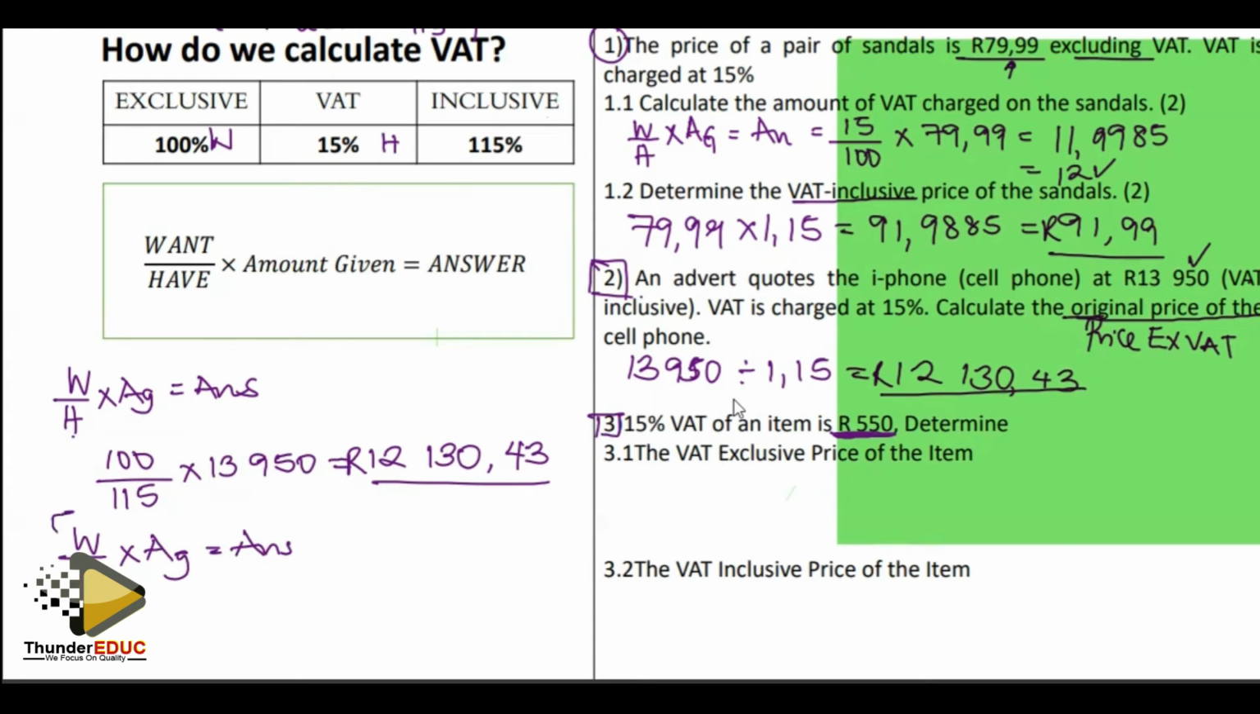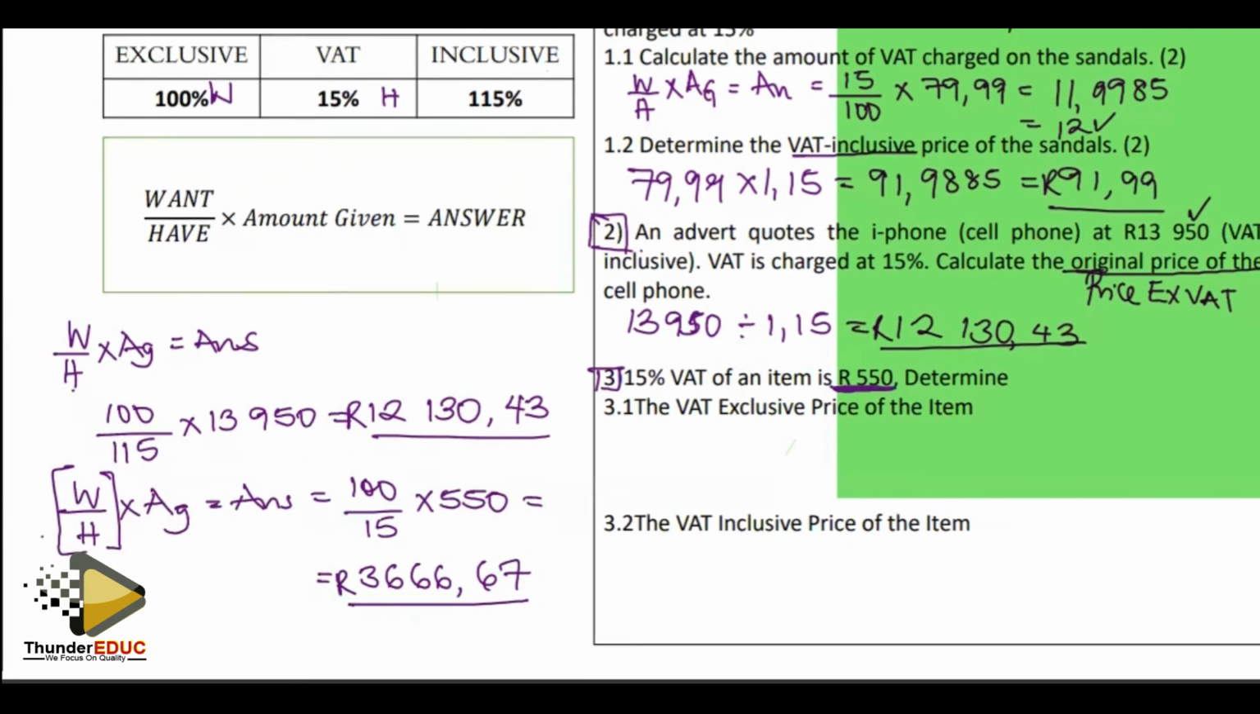Where you have to understand is how to interpret this. What do I want? I want VAT exclusive, which is at 100. What do I have? I have 15. Then times the price that's given to me. What is it? So the price excluding VAT is 3,666.67 rands. This is the price of the item excluding VAT.